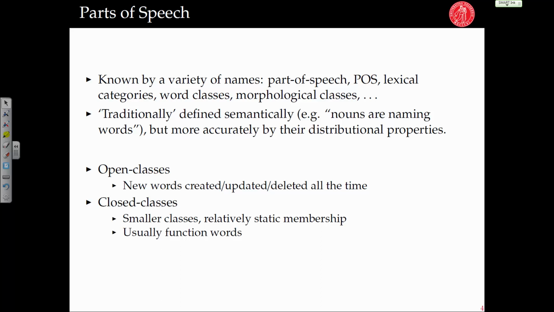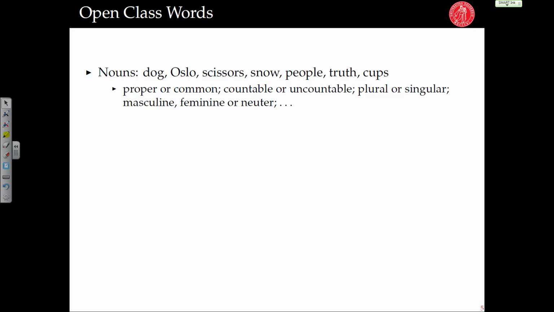And also stop words that we have talked about before tend to be part of closed class word types. So if you look closer at these different word classes in a very general way, nouns, for example, such as dog, Oslo, people, etc. These are nouns, and as I said, they are generally defined from a semantics point of view as words that are naming people, places, or things.